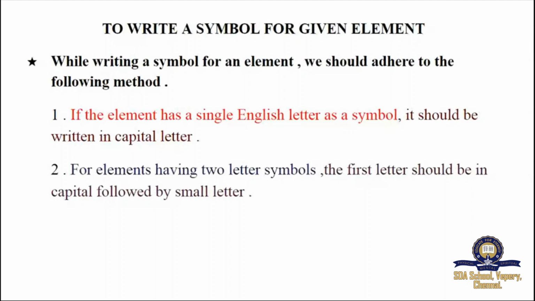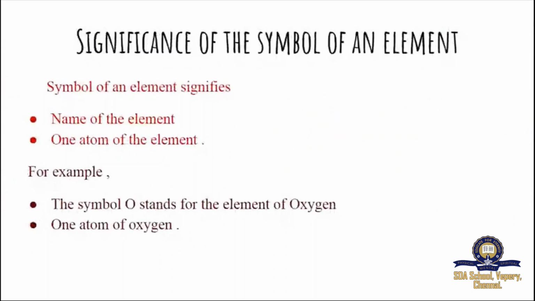Next, we will see the significance of the symbol of an element. The symbol of an element signifies the name of the element and one atom of the element. For example, the symbol O stands for the element oxygen, so one atom of oxygen.